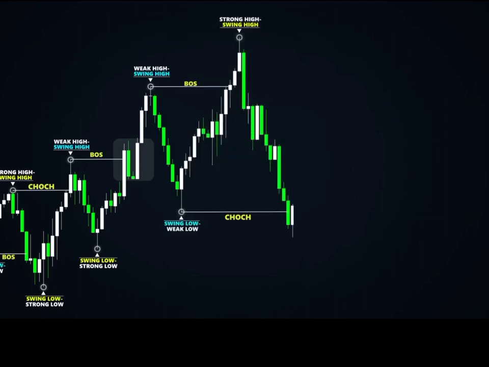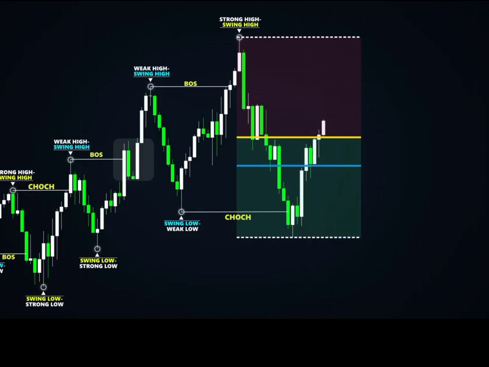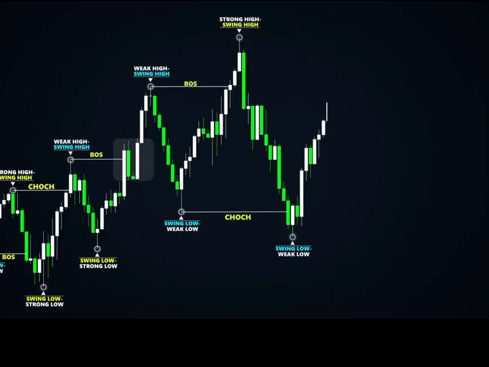Price drops sharply. After some time, it pulls back again. So, grab your Fibonacci tool and draw from the strong high to the low. Price comes up to the 38.2% level. That's a valid pullback. We mark the weak low. Then, price breaks below that weak low. That's a break of structure.